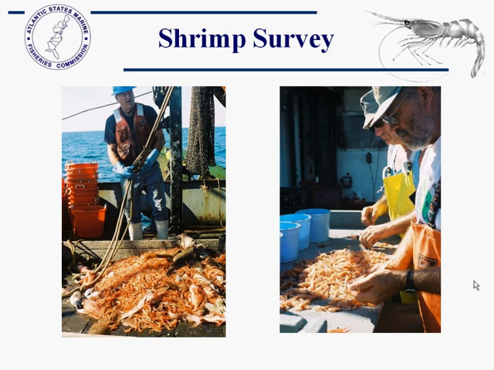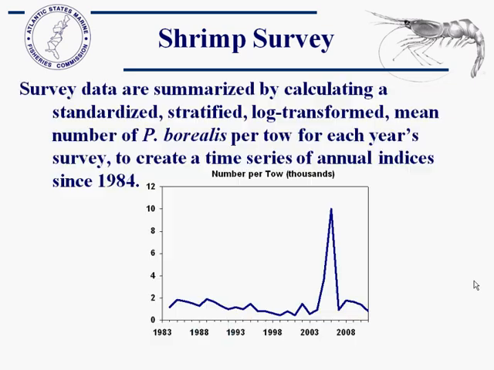We do use some of the fish data in other stock assessments, but the shrimp are sorted out from the catch and they're weighed and measured. There are also several different species of shrimp that can be caught. We're interested in Pandalus borealis, so that's identified.